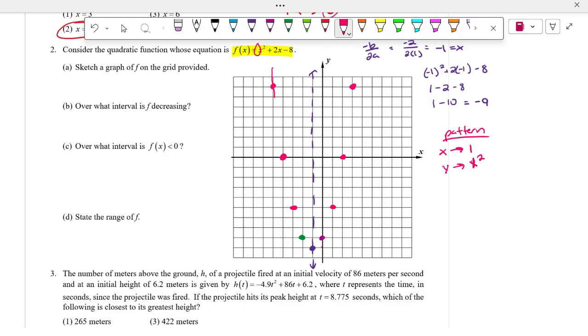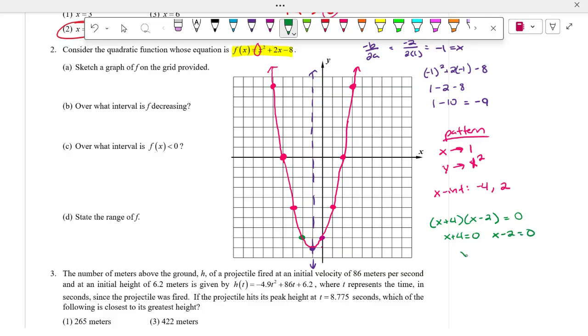So your graph's supposed to look like this. Now it's saying our x-intercepts are at what? -4 and 2. Now let's double check by factoring that. So what are 2 factors of -8 that add to 2? 4 and -2. So x plus 4 times x minus 2. And remember, we just solve for x to get our x-intercepts. x would be -4 and 2.